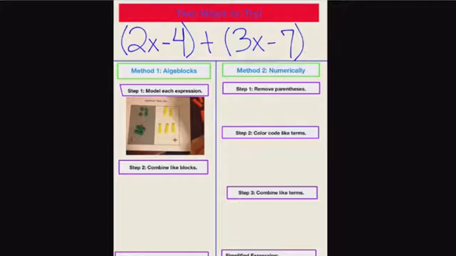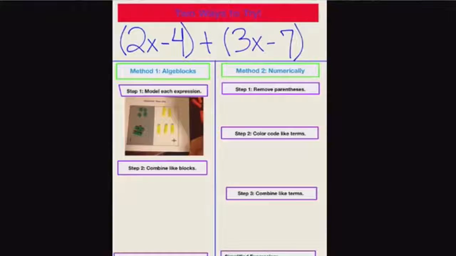Okay, next step is to combine like blocks. So let's go back. Okay, I'm going to combine all my x's together, and combine all my green cubes together. Go ahead and take a picture, and drop that into GoodNotes.